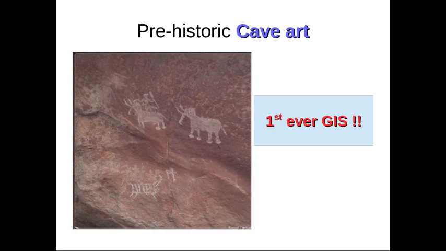Prehistoric cave art. This cave art from Andhra Pradesh shows the availability of animals for food and the river. I believe that this kind of art is the first ever GIS.